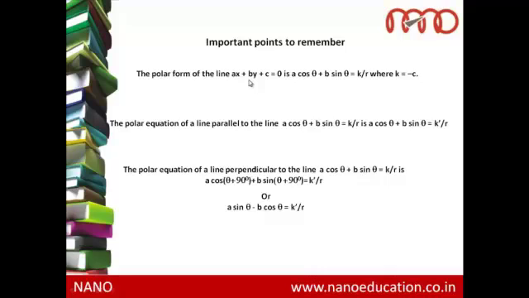The general equation of a straight line in polar form is a cos theta plus b sin theta equal to k by r. The polar equation of any line perpendicular to a given line a cos theta plus b sin theta equal to k by r is a cos theta plus b sin theta equal to k dash by r, k dash being the only change. The polar equation of a line perpendicular to the line a cos theta plus b sin theta equal to k by r is obtained either by replacing theta by theta plus 90, or by interchanging the coefficients of cos theta and sin theta with also a sign change in between.